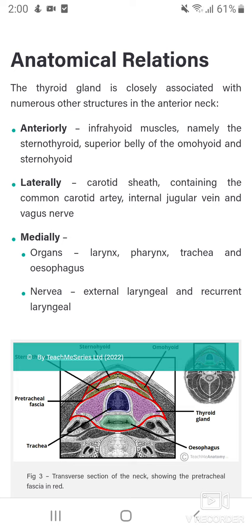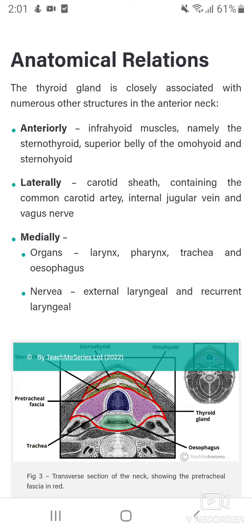Next, laterally: the carotid sheath containing the common carotid artery, internal jugular vein and vagus nerve. Next, medially: organs, the larynx, pharynx, trachea and esophagus. Nerves: the external laryngeal and recurrent laryngeal. You can see this clearly in the diagram.